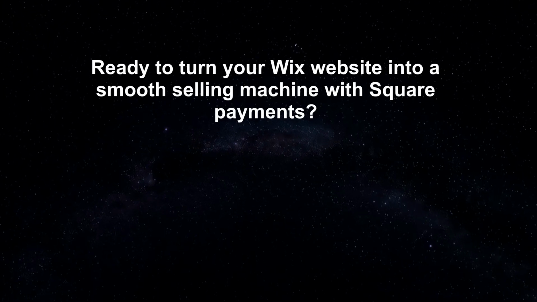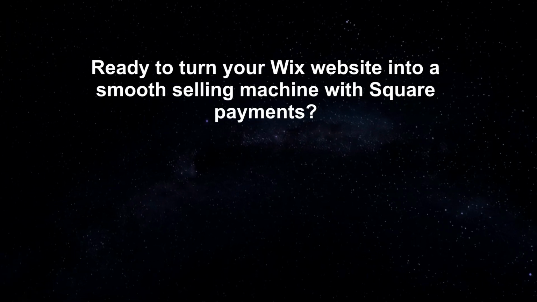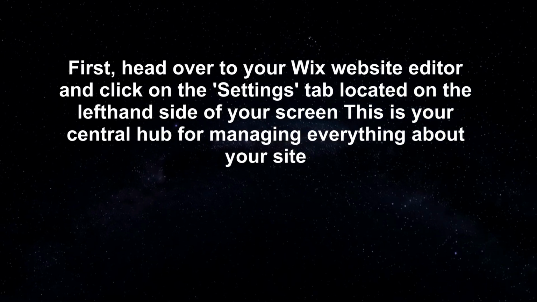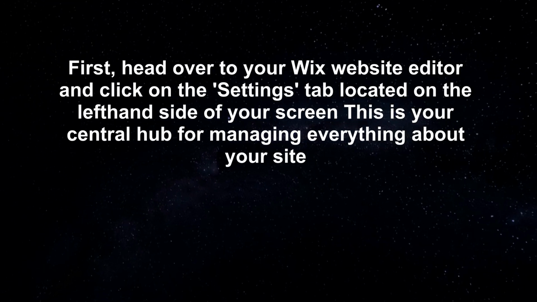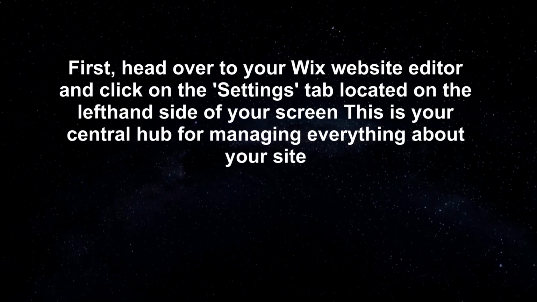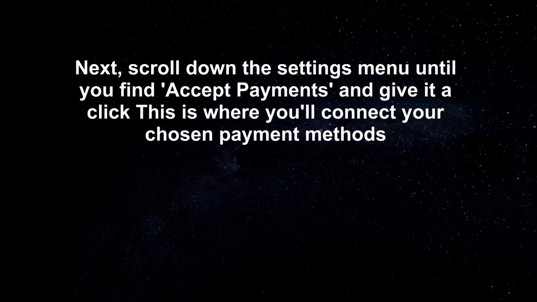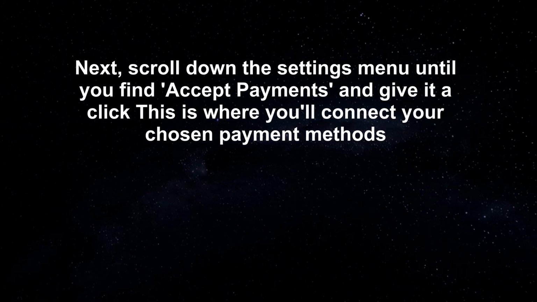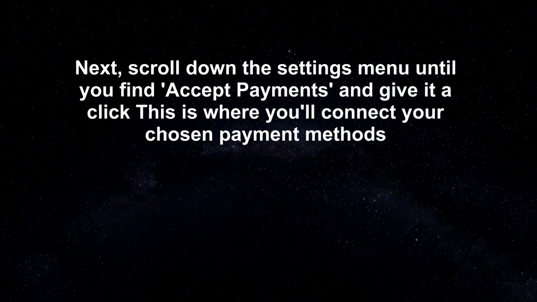Ready to turn your Wix website into a smooth selling machine with Square payments? First, head over to your Wix website editor and click on the Settings tab located on the left-hand side of your screen. This is your central hub for managing everything about your site. Next, scroll down the Settings menu until you find Accept Payments and give it a click. This is where you'll connect your chosen payment methods.